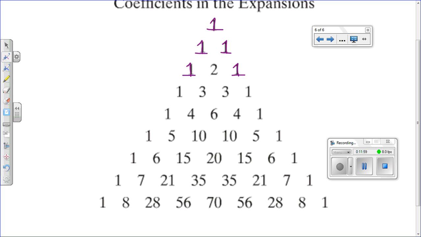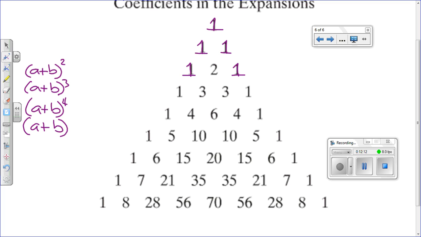So in this second row, we have the coefficients for a plus b squared. The next row is going to be a plus b cubed. The next row is going to be a plus b to the 4th. And the next row will be a plus b to the 5th. So the numbers that I'm going to need now are those, right there. Now, how do you make your own pyramid?